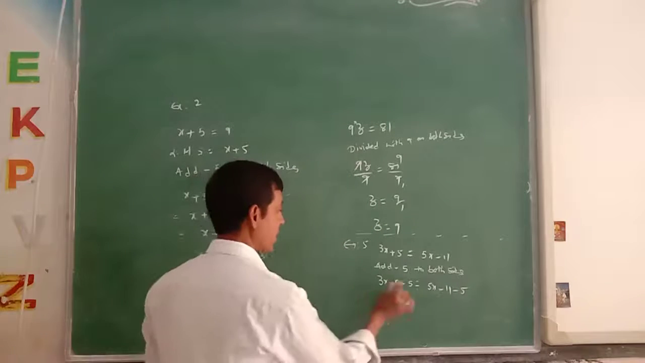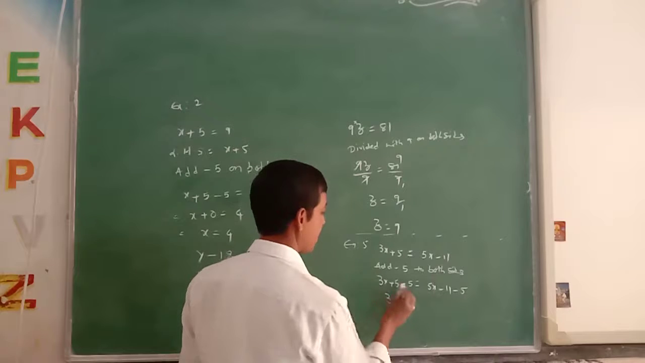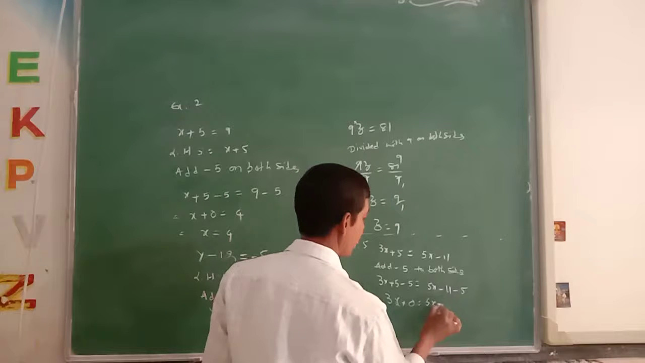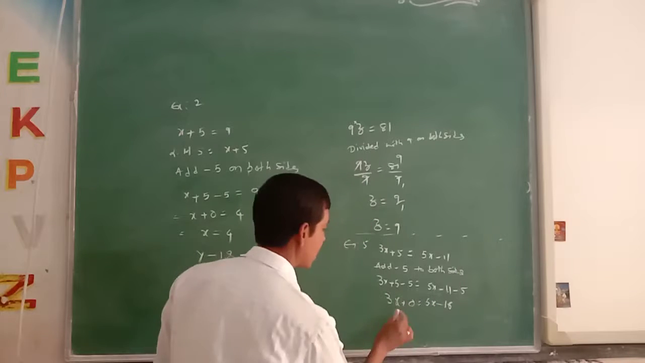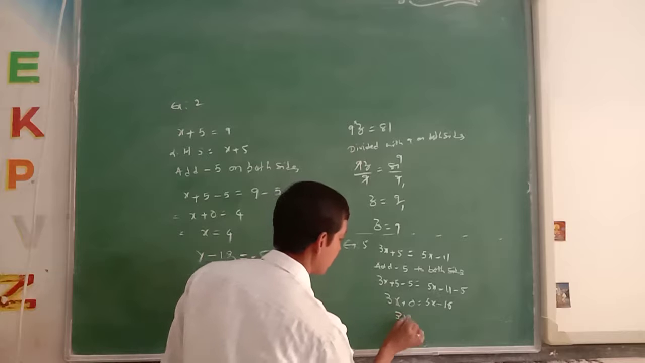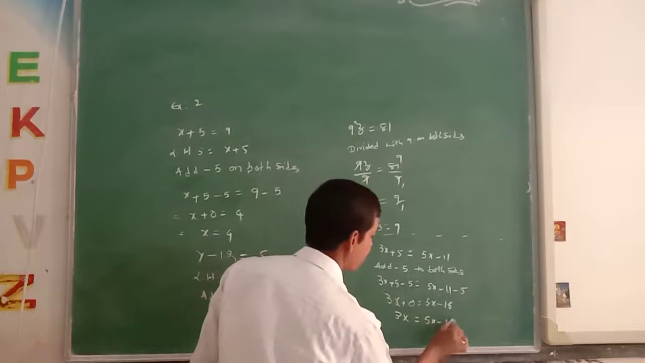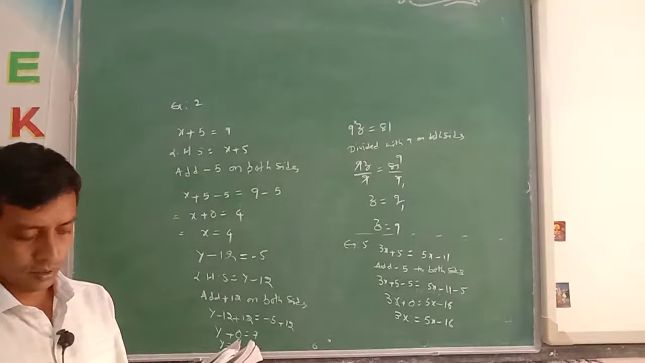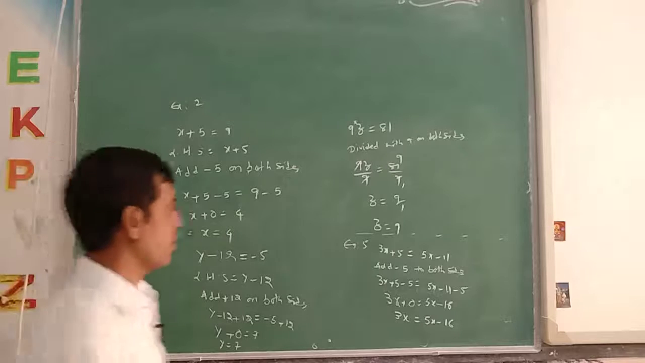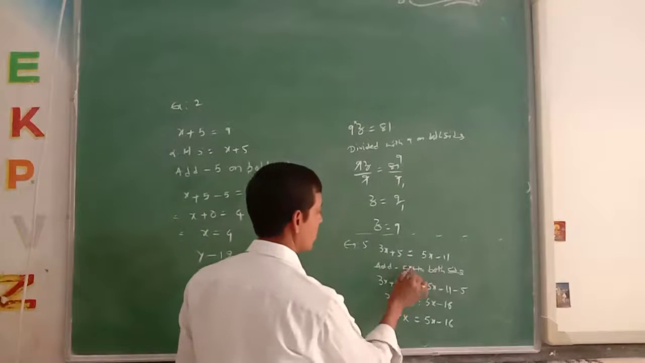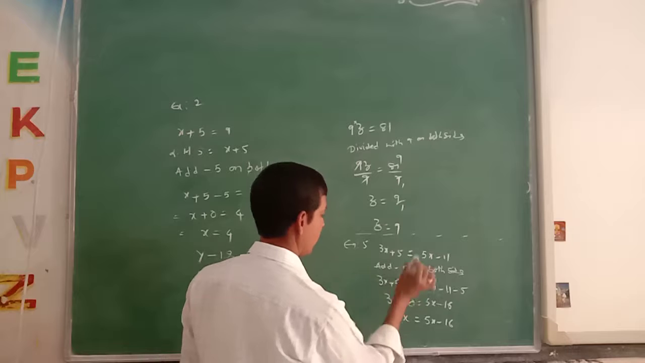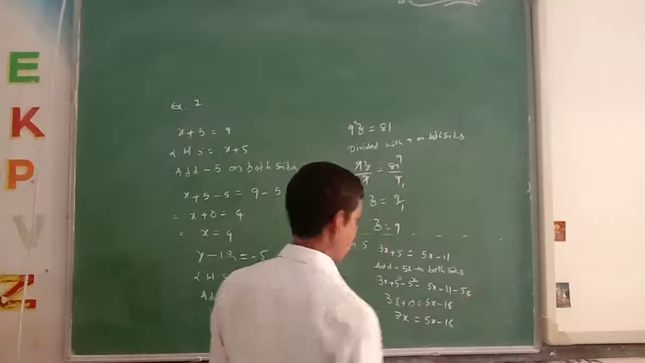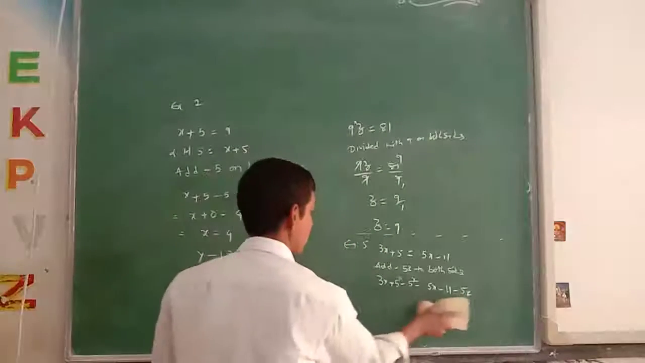So what does it become? 3x plus 5 minus 5 is 0, equal to 5x minus 11 minus 5, which is minus 16. 3x plus 0 is 3x only. So 3x is equal to 5x minus 16. Okay. Sorry, this is 5x. We have to do the subtraction with x.